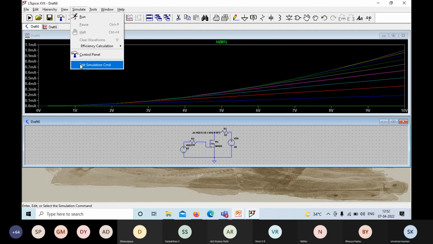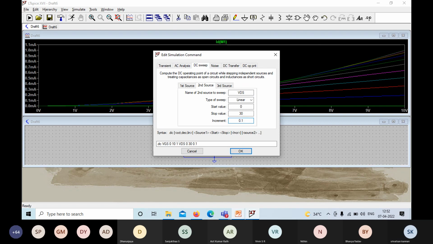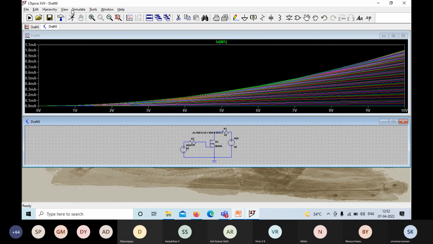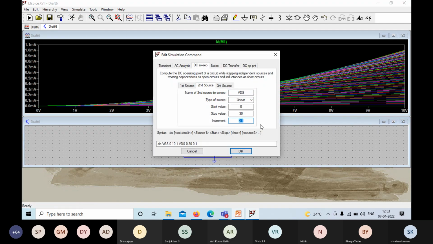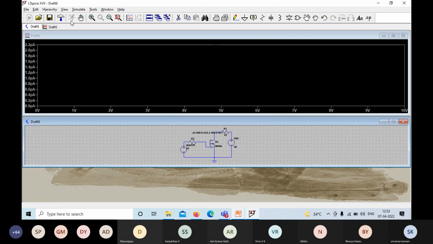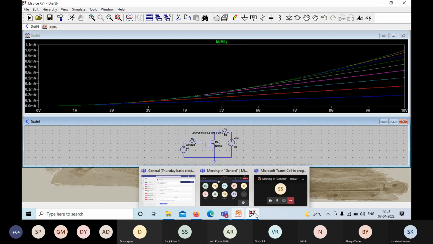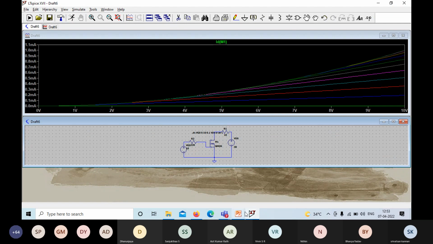We can change this increment level also. Can we verify this? 0.1. 0.1 is coming. Drain characteristics.